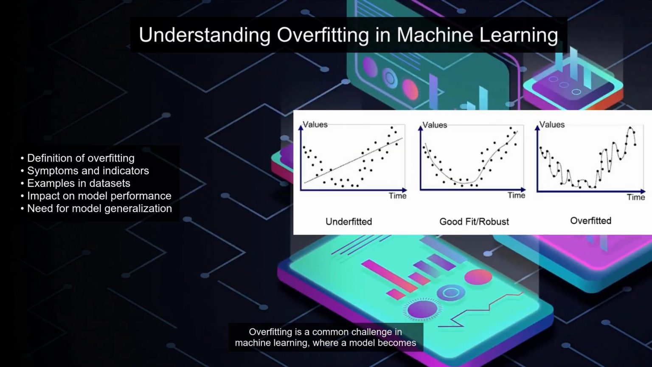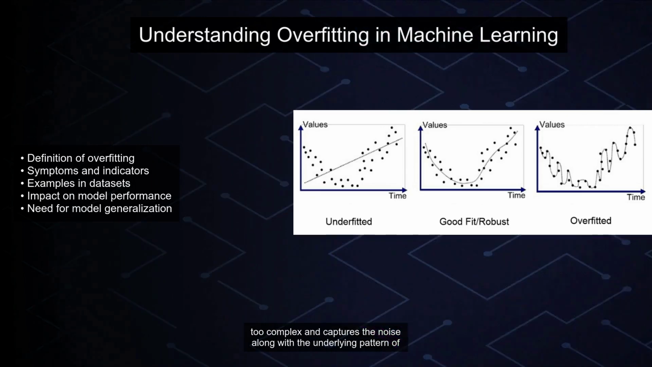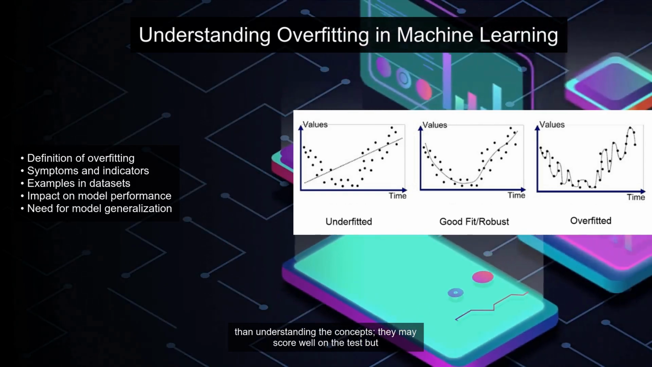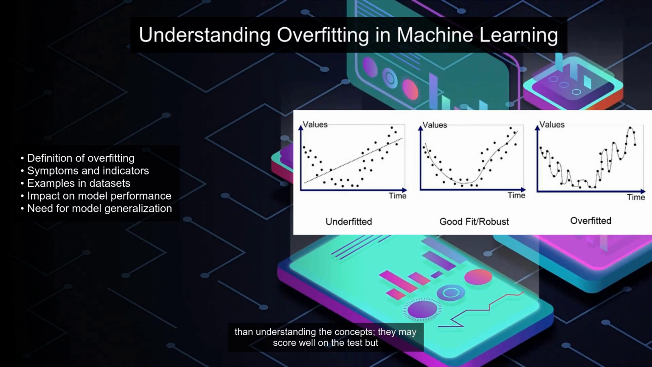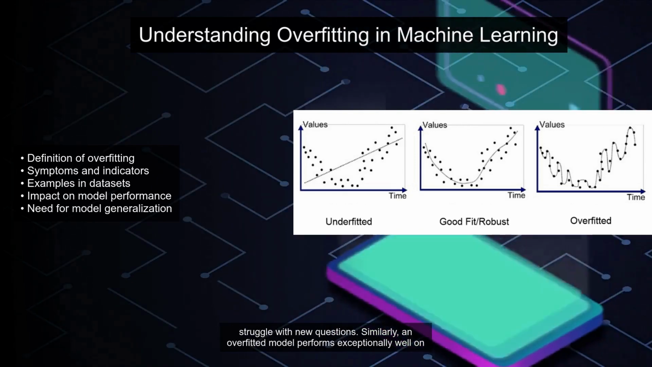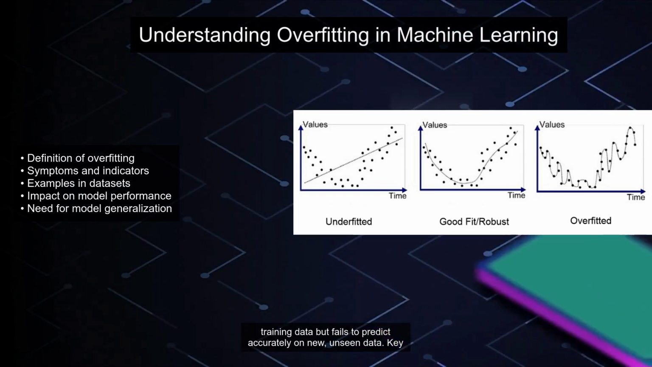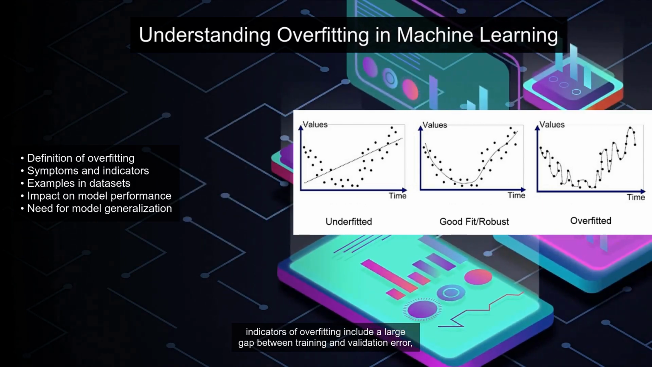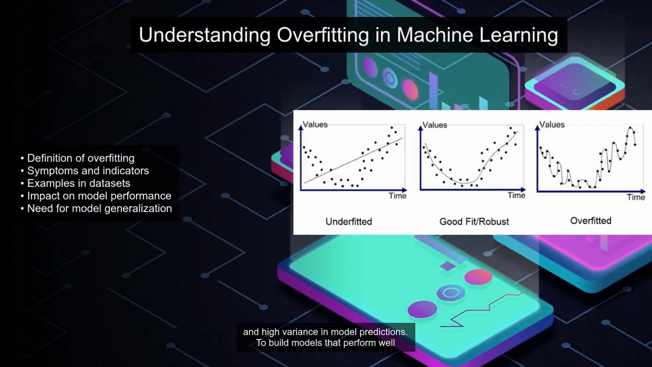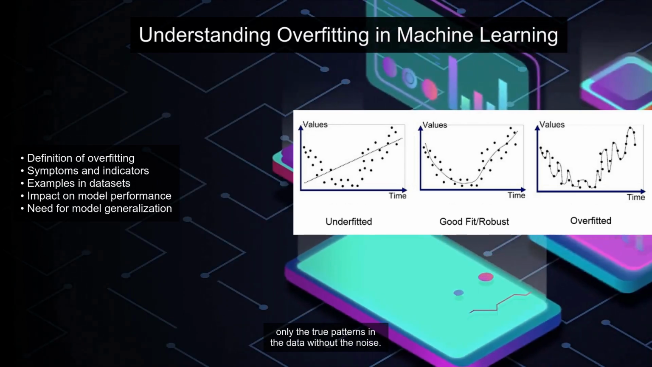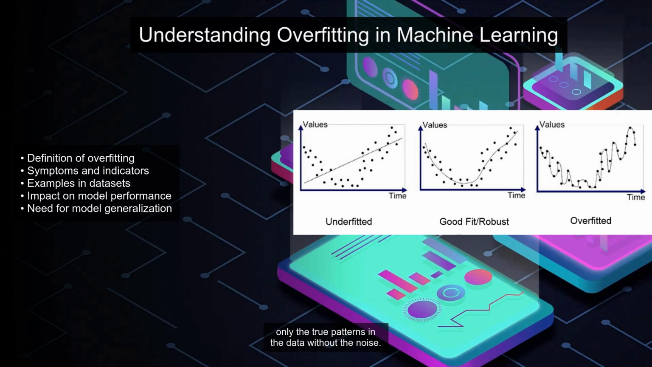Overfitting is a common challenge in machine learning, where a model becomes too complex and captures the noise along with the underlying pattern of the data. Imagine a student who memorizes answers for a test rather than understanding the concepts. They may score well on the test but struggle with new questions. Similarly, an overfitted model performs exceptionally well on training data but fails to predict accurately on new, unseen data. Key indicators of overfitting include a large gap between training and validation error, and high variance in model predictions. To build models that perform well in real-world applications, it is crucial to ensure they generalize well, capturing only the true patterns in the data without the noise.